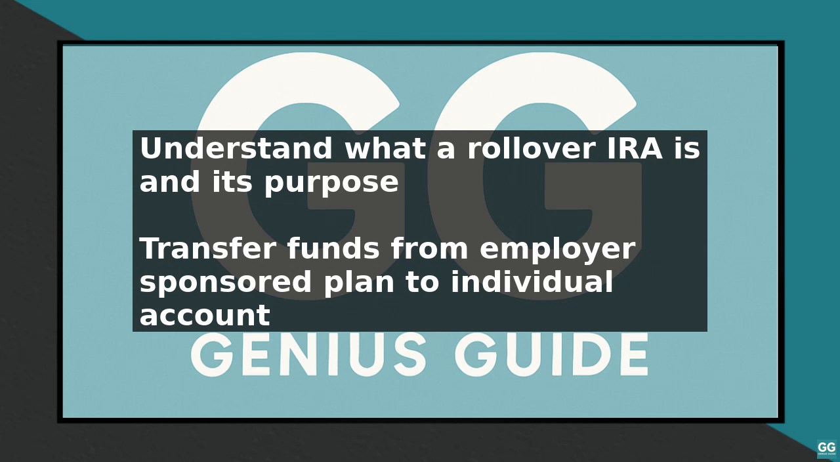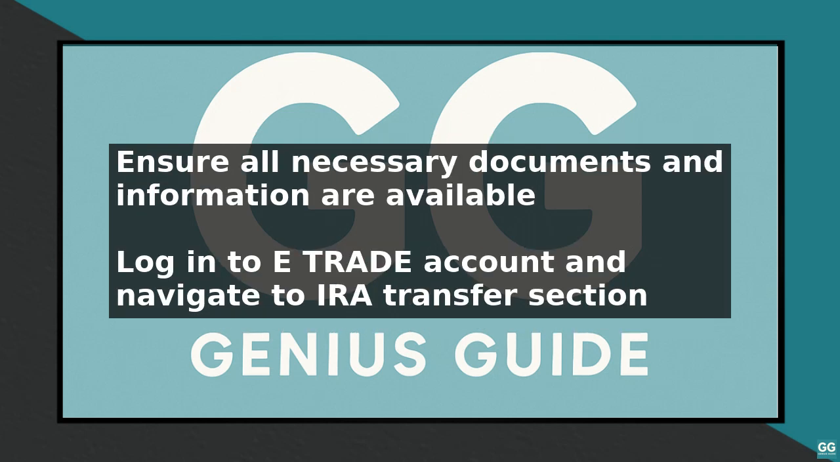Next, log into your E-TRADE account and navigate to the IRA transfer section. Here you will find options to initiate a rollover, either by transferring funds directly from your previous employer-sponsored plan or by using a distribution check.